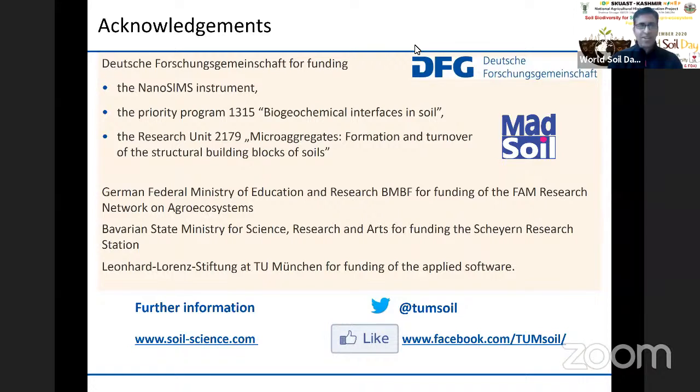In fact, I think this is one of the basic research areas where we can understand how minerals and organic matter interact with each other and stabilize organic matter over a longer period of time. And from this, we can understand a lot of things, such as how the mapping of soil organic matter at the nanoscale can be done using sophisticated instruments like NanoSIMS. So with this, we have come to the end of our webinar.